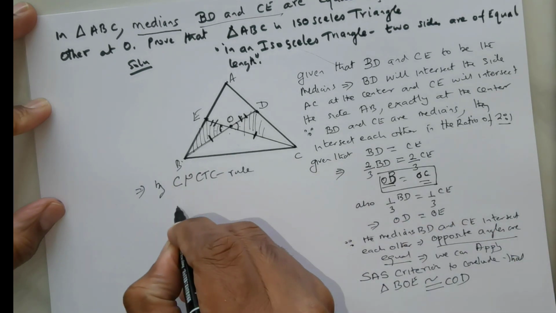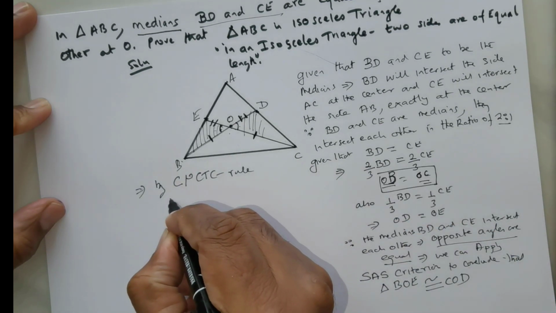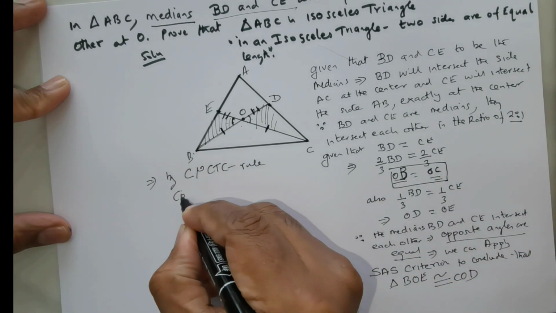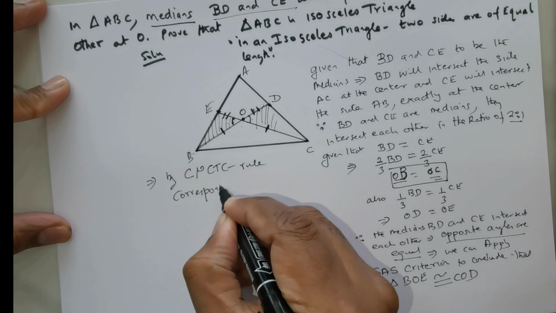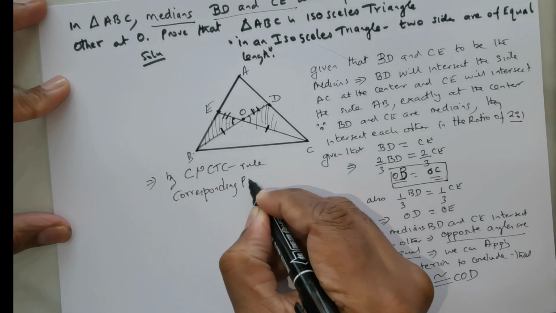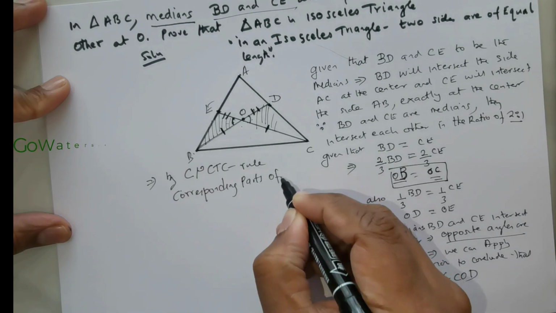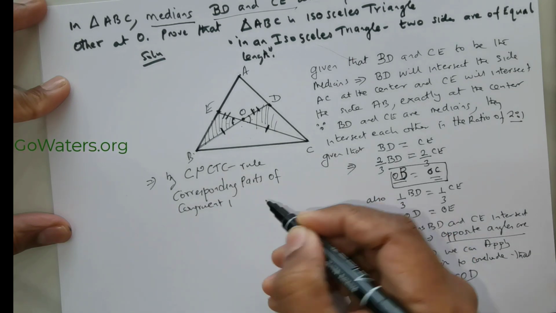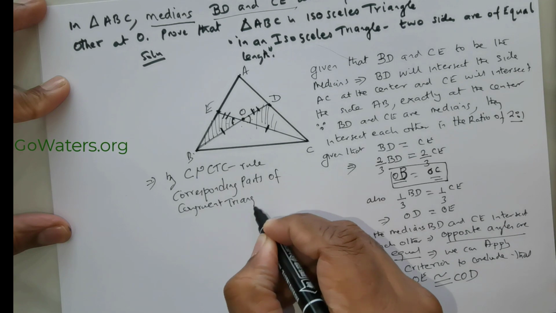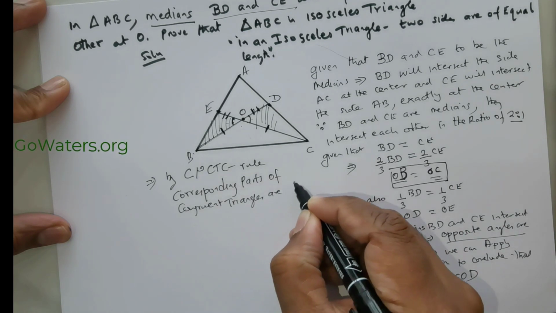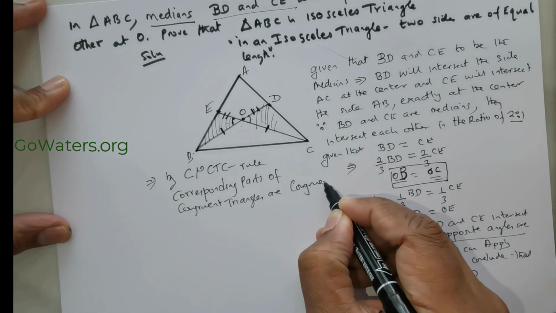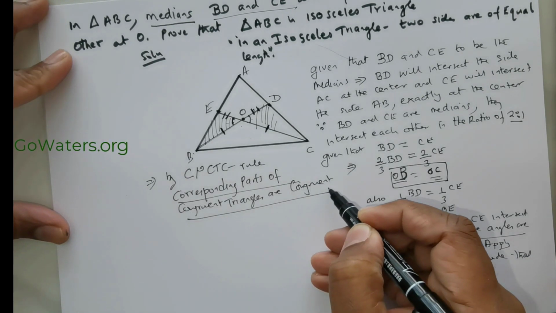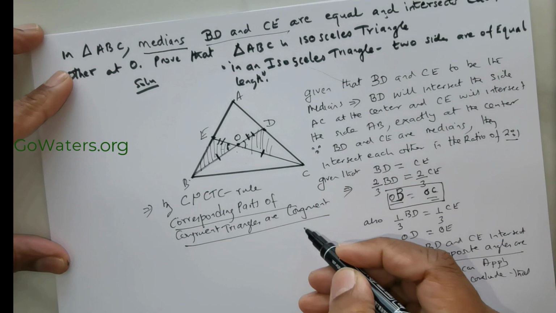So what is that rule? Let me write that expansion. This is called as corresponding parts of congruent triangles are congruent. It's a powerful rule. Corresponding parts of congruent triangles are congruent.